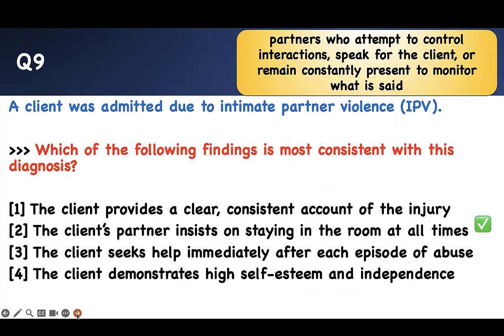Based on that, we are picking number 2. A partner who attempts to control the interaction, speaks for the client, or remains constantly present to monitor what is said is the one involved as the abuser in the intimate partner violence.